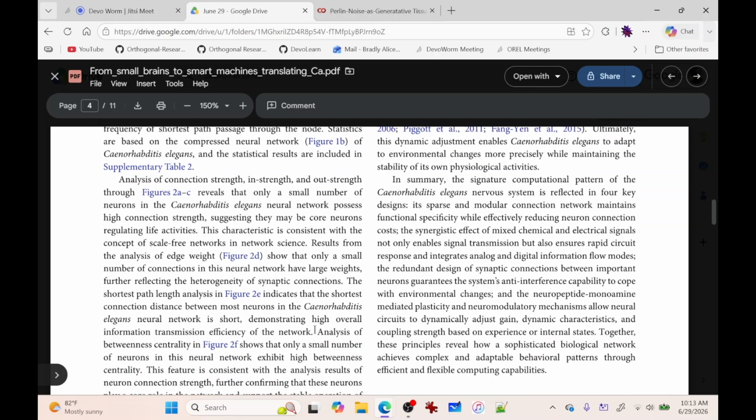So this means that the transmission distance of the connections is short, so you don't lose a lot of information over the course of transmission.